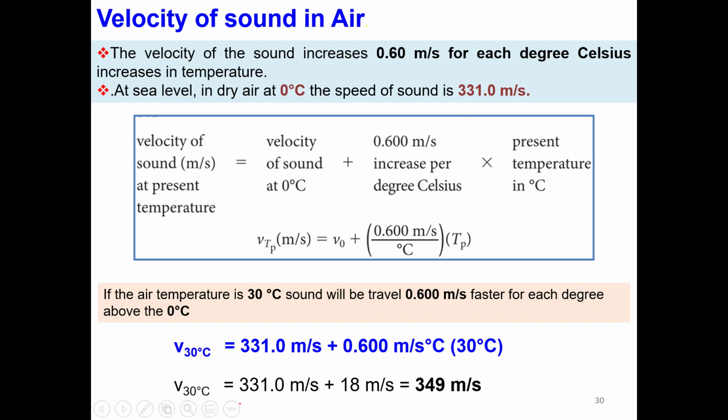For example, if we want to calculate the velocity at 30 degrees Celsius, then we just replace T by 30 degrees Celsius. We multiply these two values, which gives 18.0 meters per second, plus 331. Then the speed of the sound at 30 degrees Celsius is 349 meters per second.